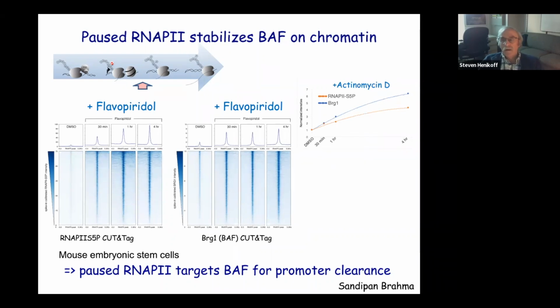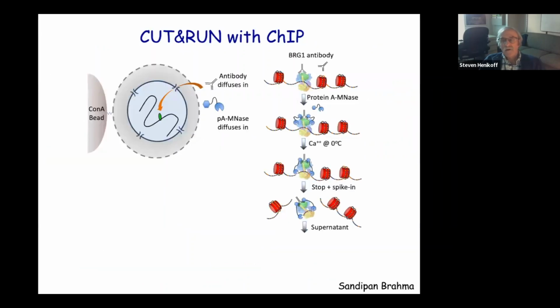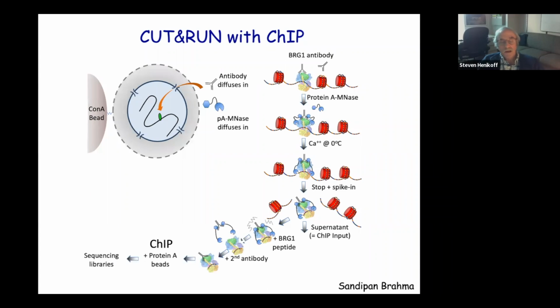Now, we wanted to get into the mechanism of what's going on here. And in this case, Sanpan applied a method that he developed previously for studying the RISC complex in yeast. And that is to follow CUT&Run with ChIP to see what actually is going on in the BAF intermediate in this case. So using an antibody to BRG1, we carry out CUT&Run the usual way. Then we take the supernatant and use it as input for ChIP. We first get rid of the BRG1 antibody with a peptide, and then add the secondary antibody, and then carry out a ChIP in the usual way.